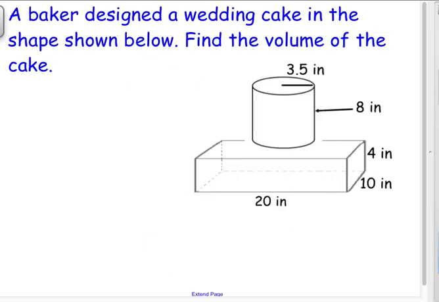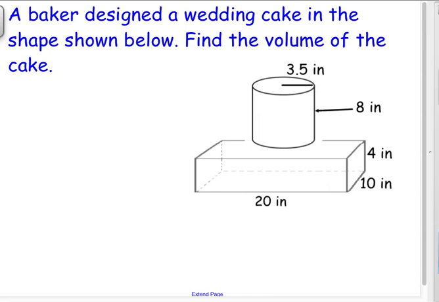This one is our last problem. It's a little more complicated. It's actually 2 problems in one, maybe even 3 problems. It says a baker designed a wedding cake in the shape shown below. Find the volume of the whole cake. So it's actually like a 2-layer fancy cake. There's a cake on bottom, looks like a rectangular prism, and then there's a cake on top that's a cylinder. So we have to do 2 volume problems, get our 2 separate answers, and then put those answers together to figure out exactly how much cake we have.